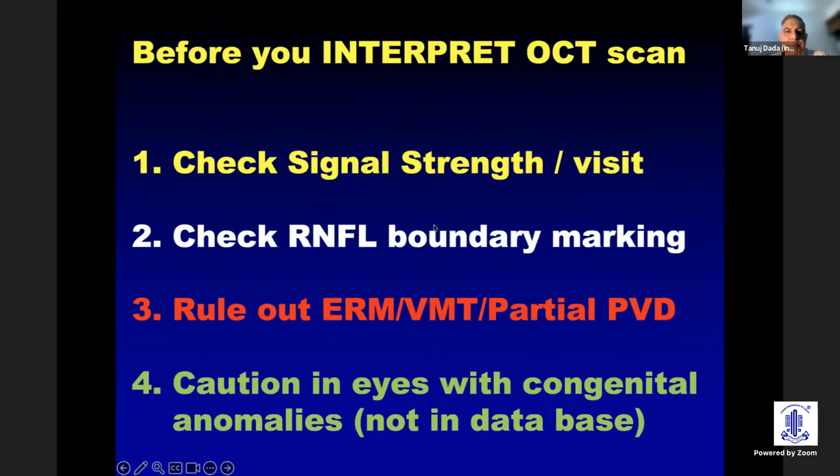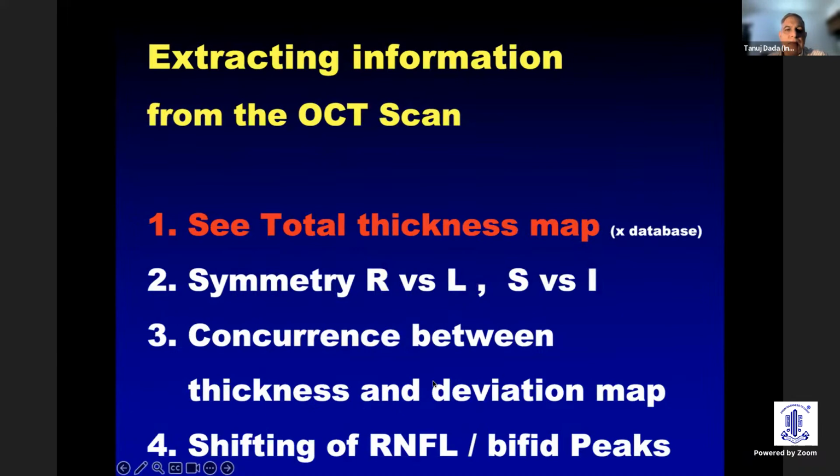So before you interpret the OCT, always check the signal strength appropriate to the machine. Check the boundary of the retinal nerve fiber layer. Rule out partial vitreomacular traction, epiretinal membrane. And remember, OCT does not have the congenital anomaly in the database, so don't interpret the RNFL in such cases.